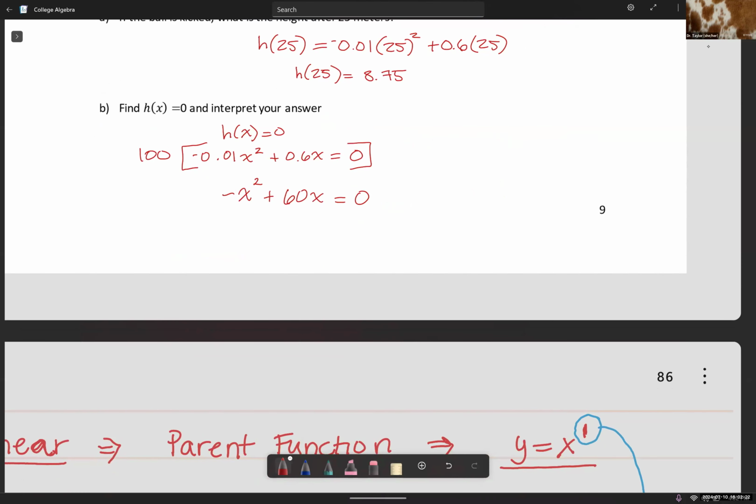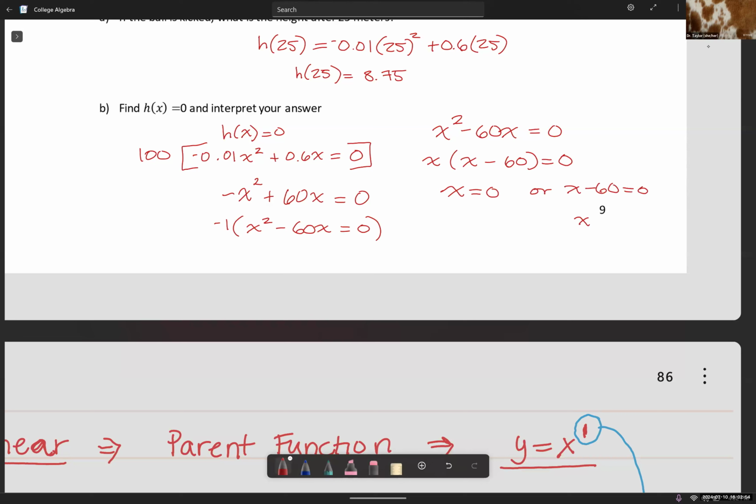And so I can factor out a -1, and I'll have x squared minus 60x equals 0. And then I can basically factor and say, can I factor out an x? And it's saying that x is 0 or x minus 60 equals 0, which would be x equals 60. So those would be our answers for when h of x equals 0.